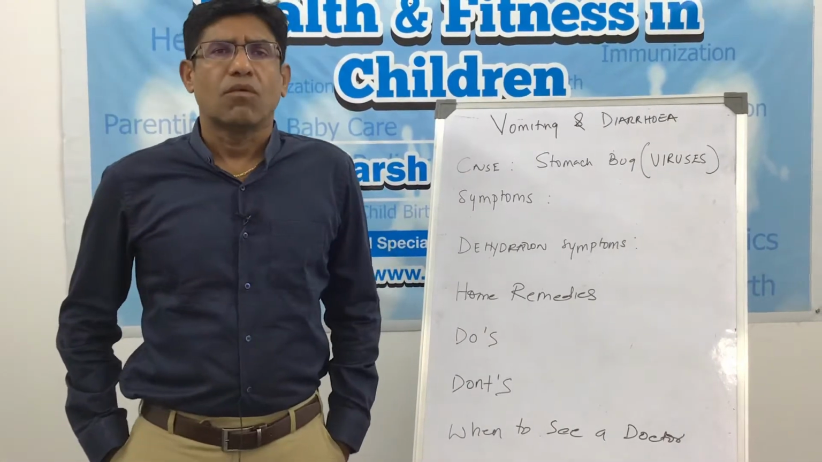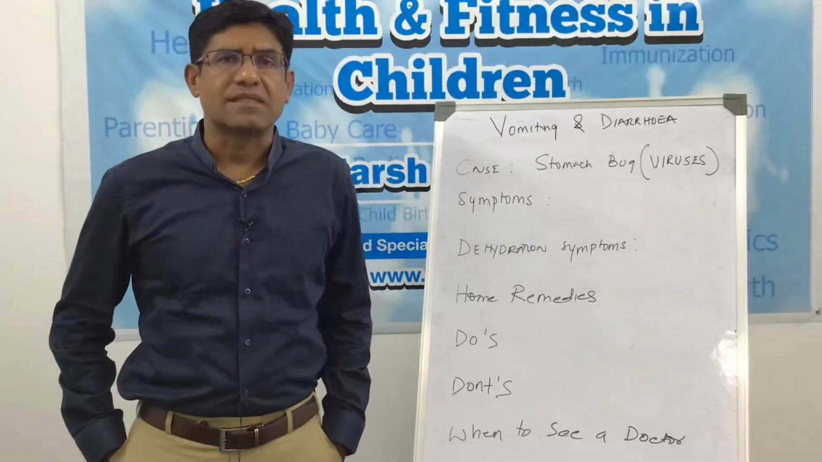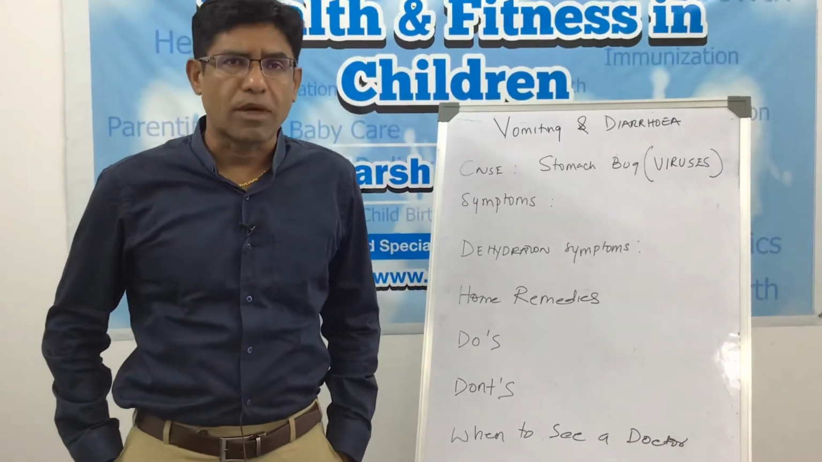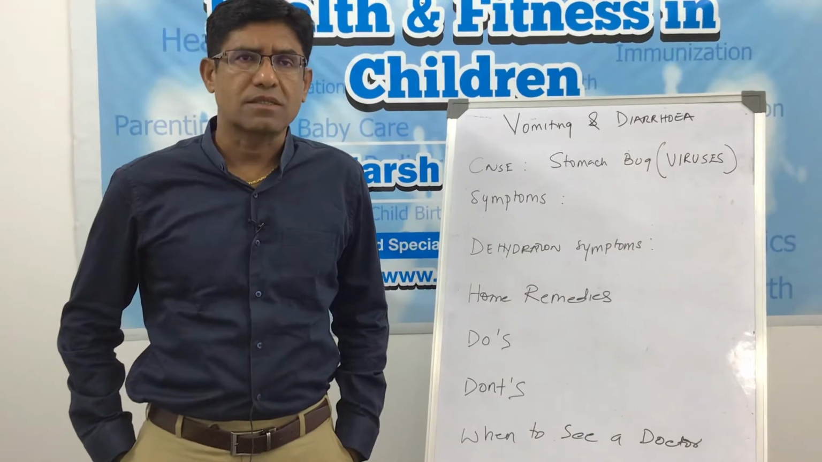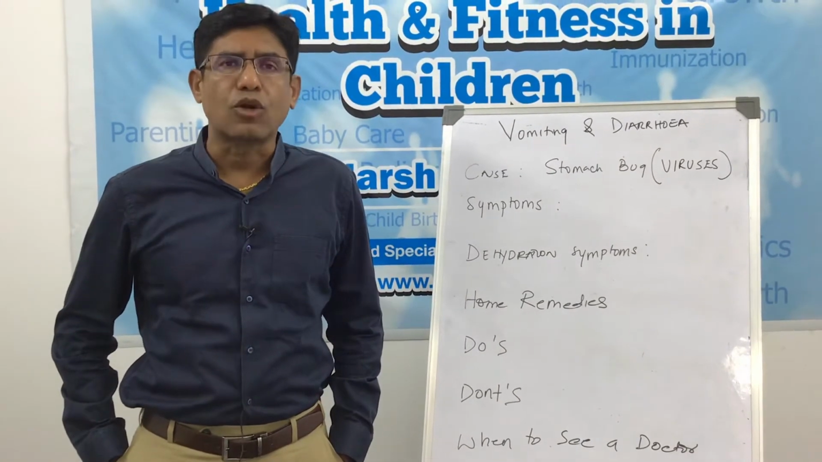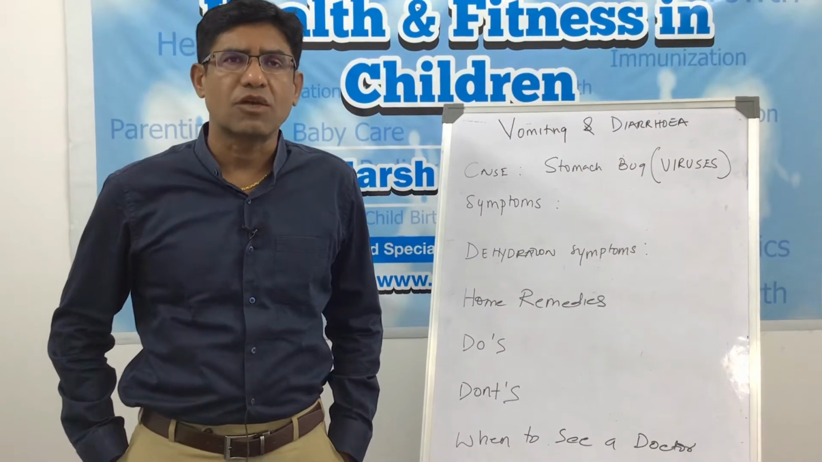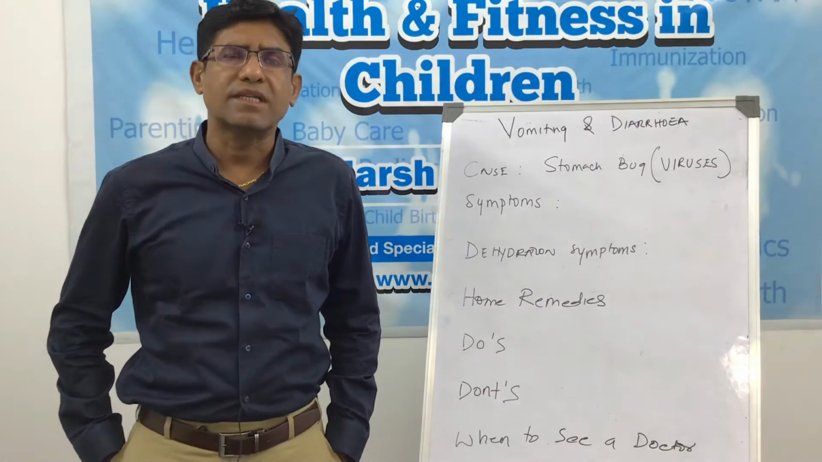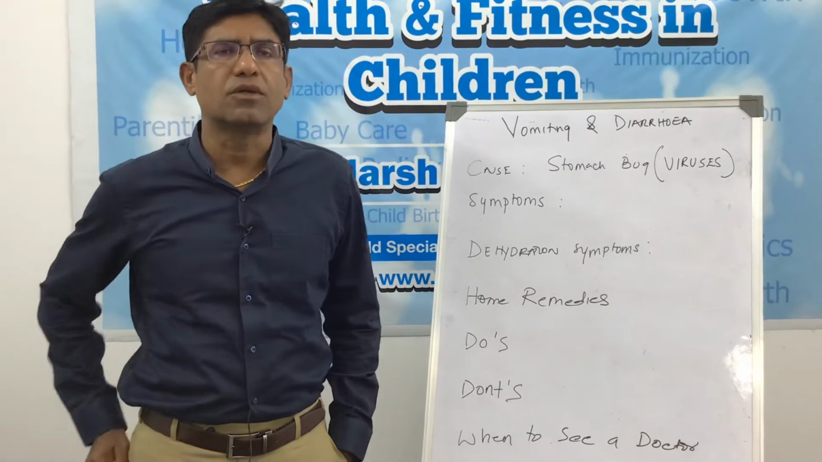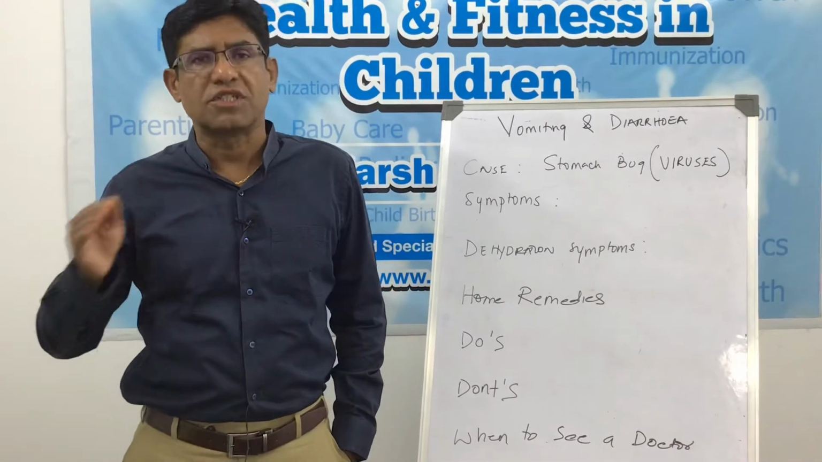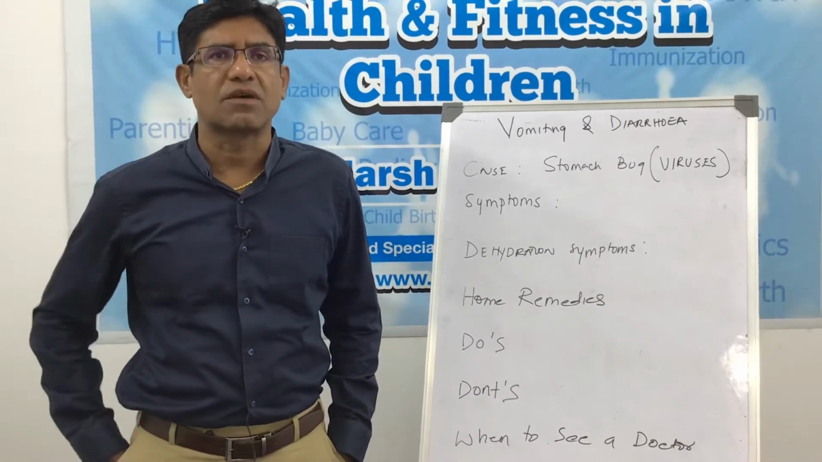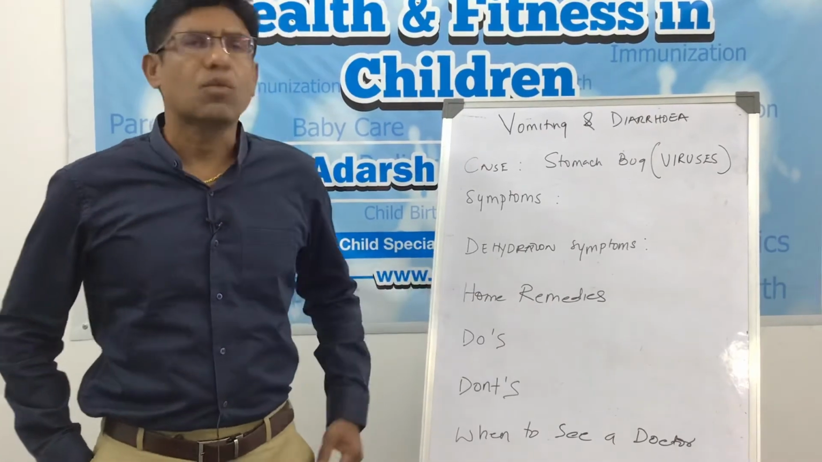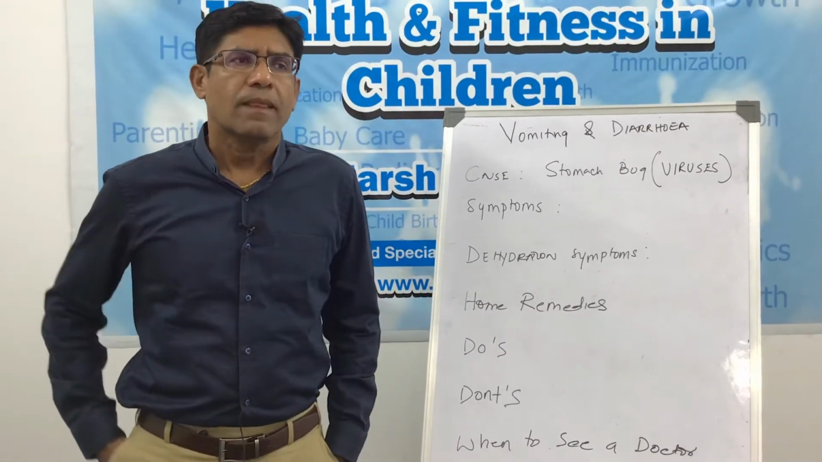Generally, vomiting and loose motion illnesses are caused by stomach bugs, rotavirus, norovirus, enterovirus or some of the viruses which cause these symptoms. Usually these are more common during spring season, which is March, April months of the year. So what are the symptoms in a child?